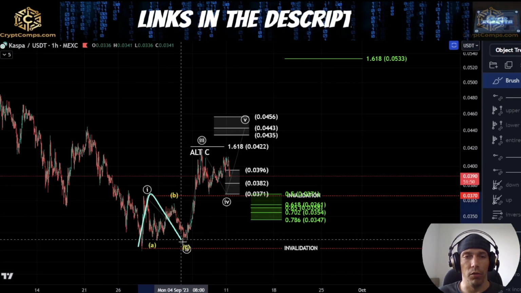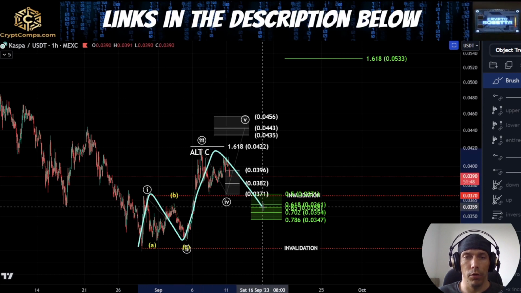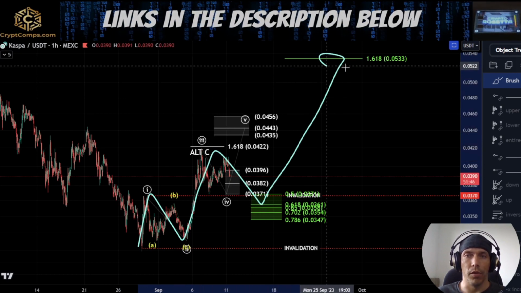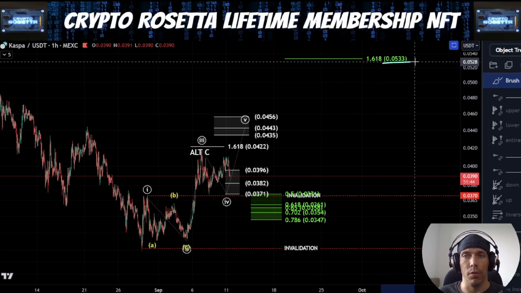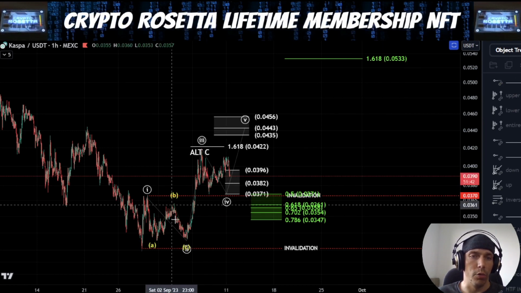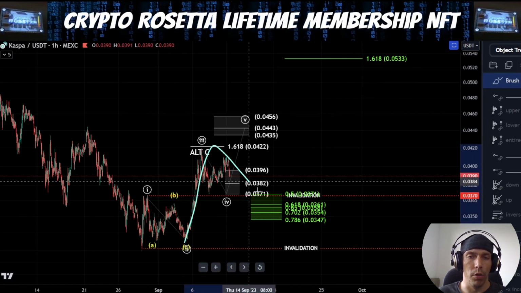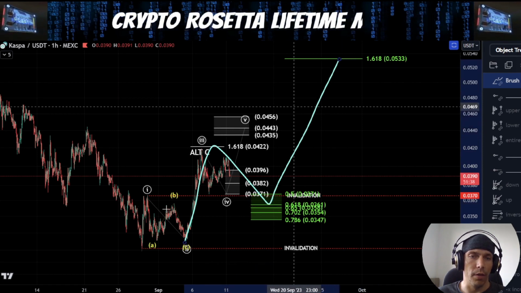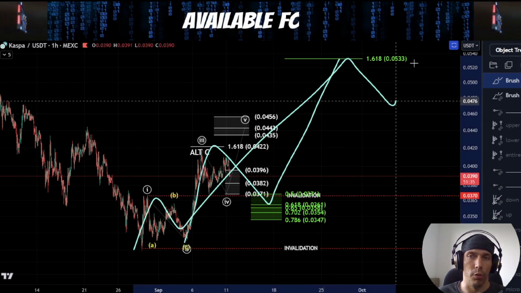because what this would be saying is that this would then become 1, 2, we'd get another 1 and a 2, and then we'd actually be looking for this higher green line here at this 0533 as our third wave. So that would be the third of the third. So it would be 1, 2, 3, and then this would all be within a bigger third wave as well.